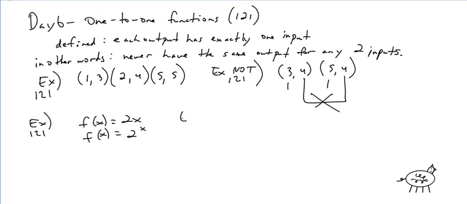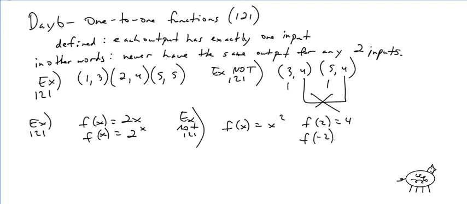All right, and then here's an example of not one-to-one. That's going to be like f of x equals x squared. It's a great example because if I do, for example, f of 2, that's my input, I get 4. And here's another input, f of negative 2, I also get 4. So this is not one-to-one because you have the same output.